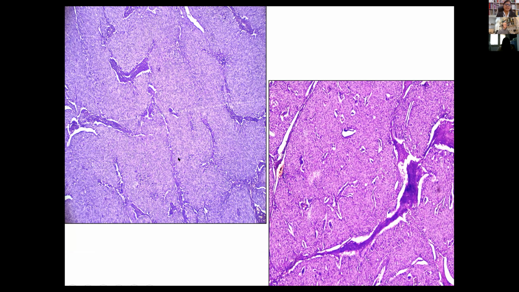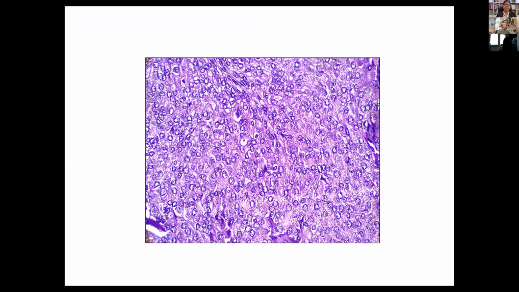You can see there is solid nesting of the tumor cells, separated by thin and thick fibrous stroma, and in between the tumor cells you can see numerous small blood vessels. And this is the 40x high power view of the same.